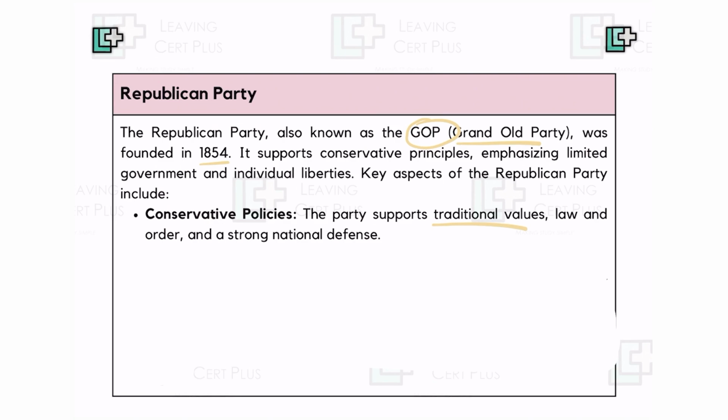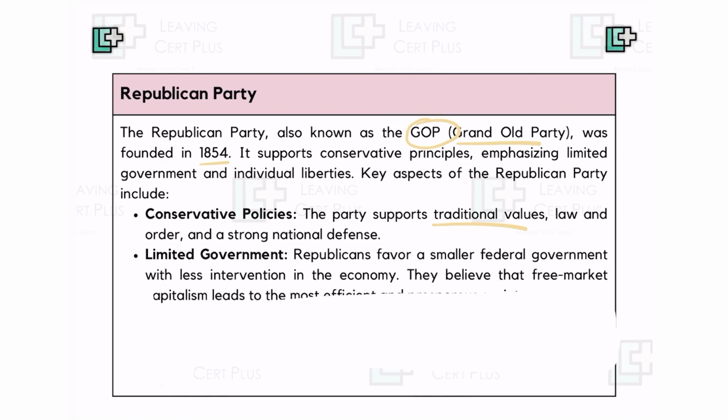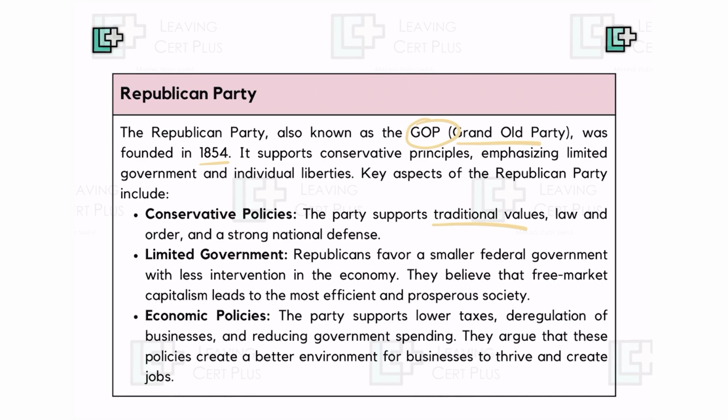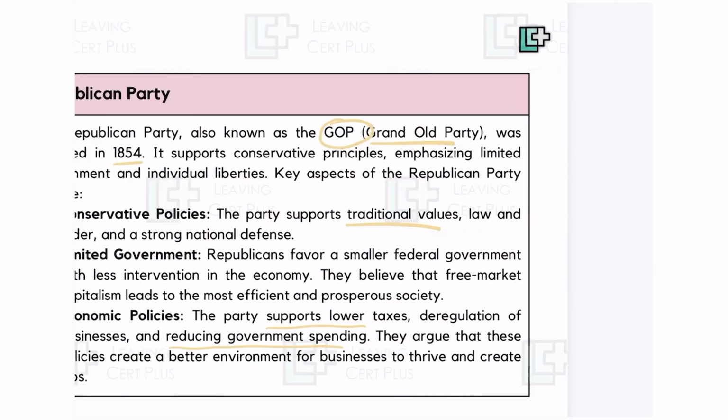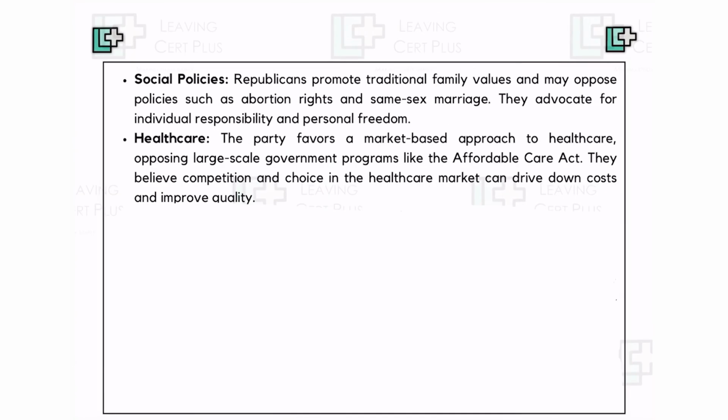They're big on military spending. They tend to favor a smaller federal government. They believe that free market capitalism leads to the most efficient and prosperous society. They support lower taxes, the deregulation of business, and reducing government spending. Okay? Most importantly, the biggest differences between the Republicans and Democrats are their social policies, their healthcare.